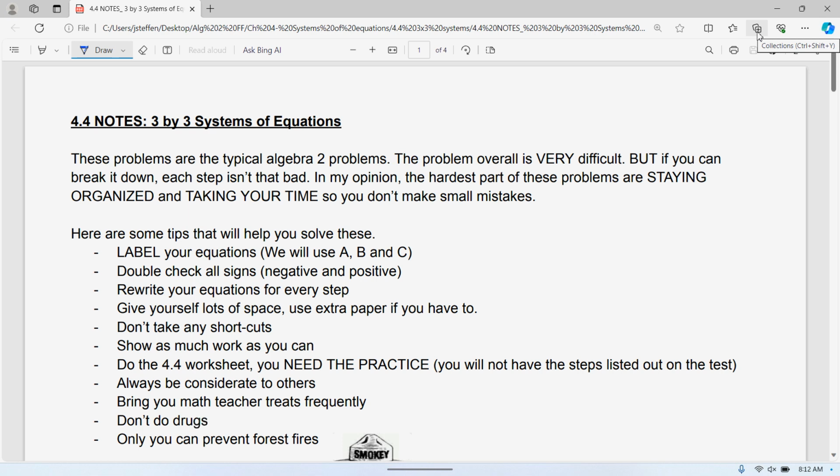So just like I said in that little first paragraph, overall the problem is pretty difficult. I think these are either 3, maybe 4 points on your test. So the whole problem itself is a very hard problem. But if you look at each step individually, it's a bit more, but not a lot. Stay organized, take your time. That's the big thing. So here are some tips.